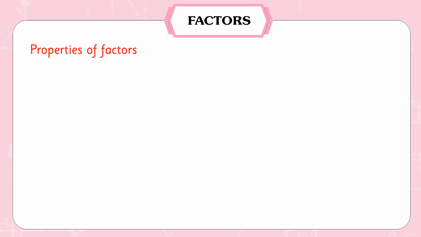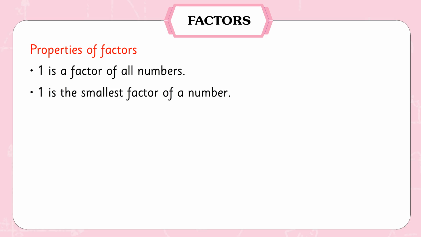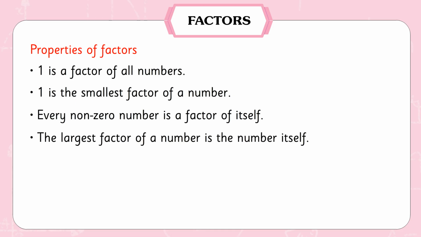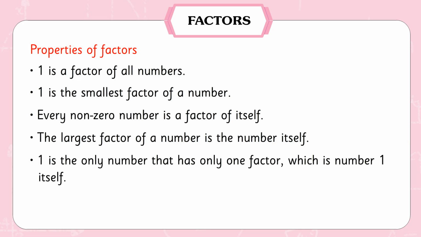Properties of factors. 1 is a factor of all numbers. 1 is the smallest factor of a number. Every non-zero number is a factor of itself. The largest factor of a number is the number itself. 1 is the only number that has only one factor, which is the number 1 itself.